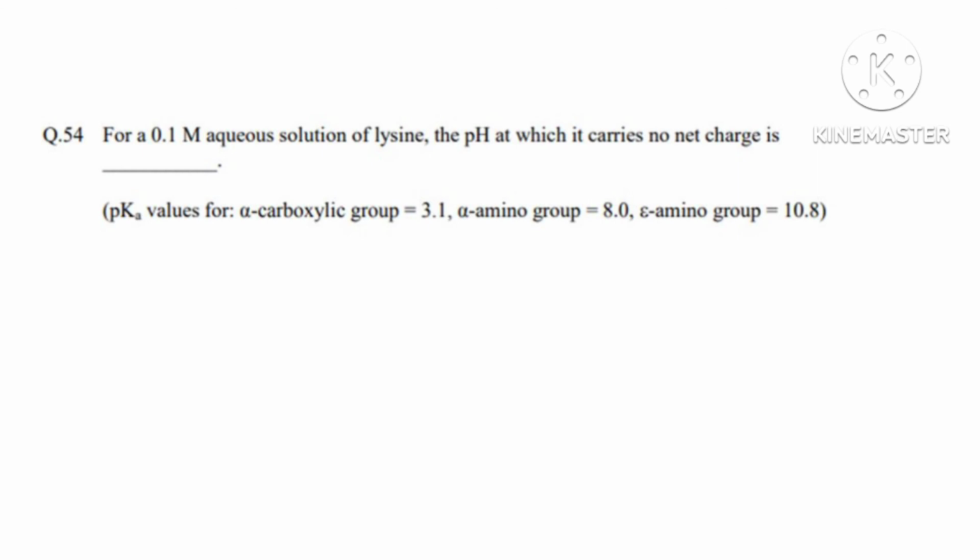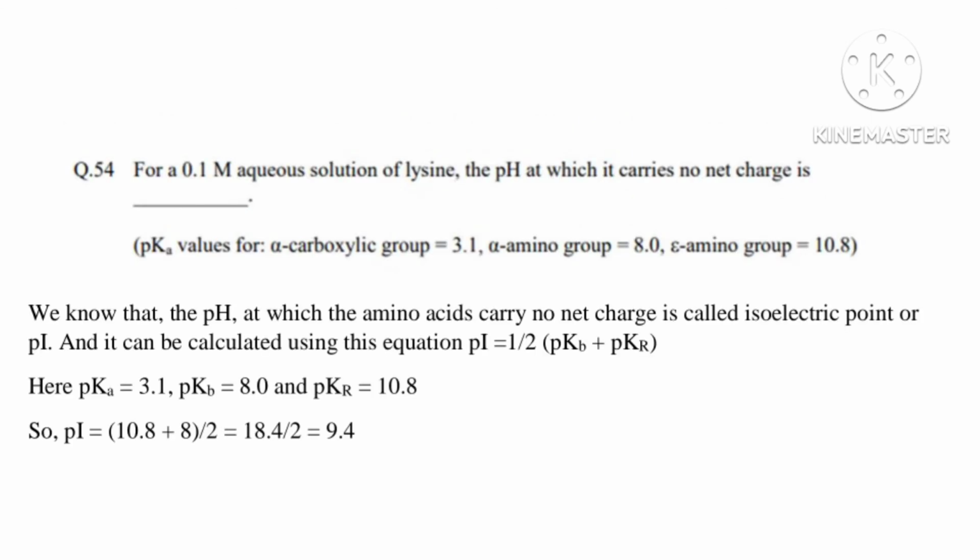In the last problem, you have to calculate the pH at which it carries no net charge. We know that the pH at which the amino acid carries no net charge is called the isoelectric point, or pI, and it can be calculated using this equation. Here pKa is 3.1, pKb is 8 and pKr is 10.8. So pI is 9.4.